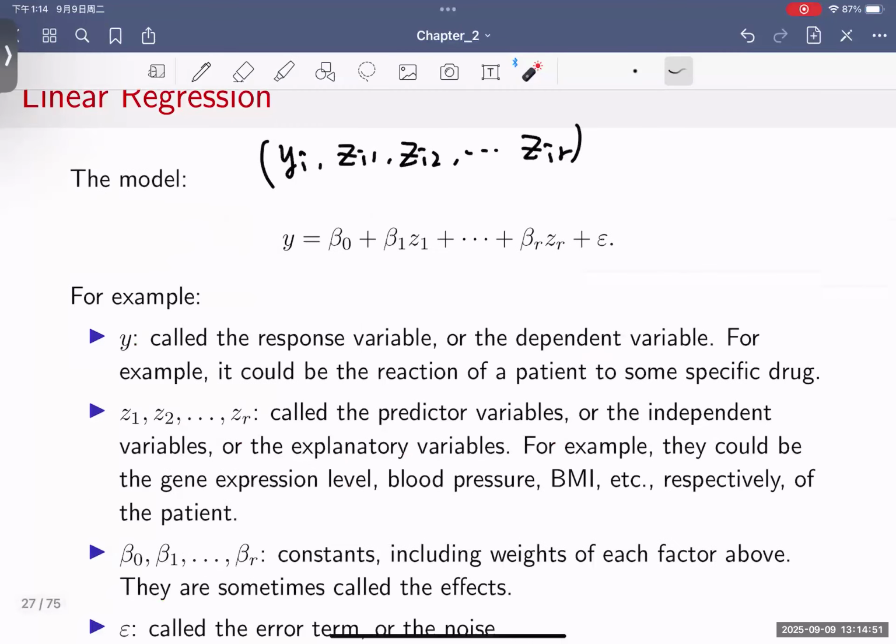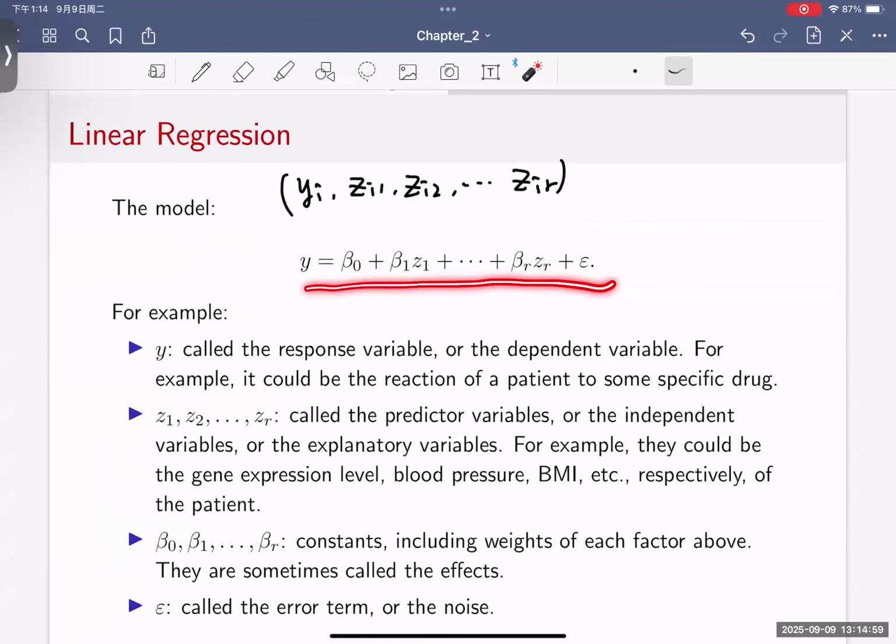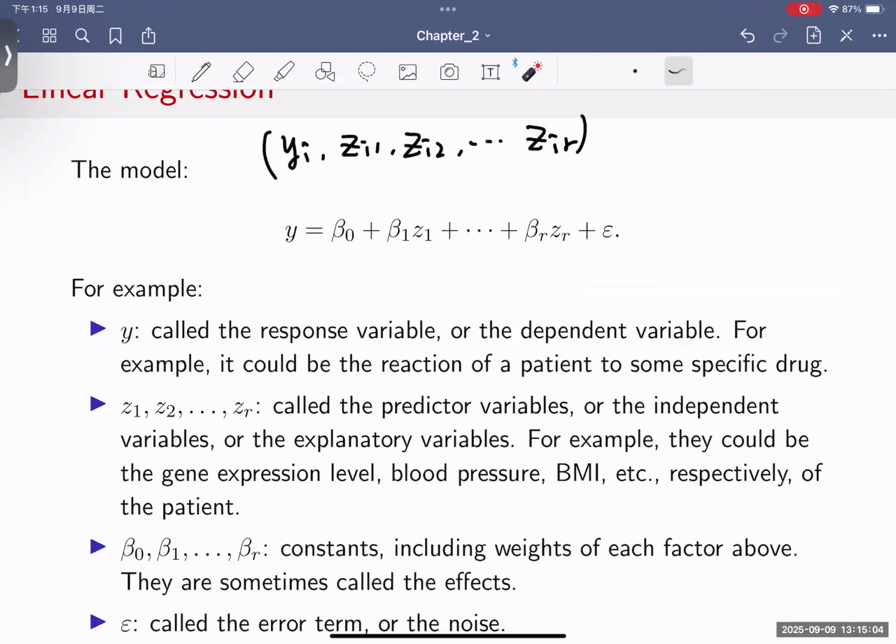So this is our assumption that this will lead to the corresponding observed data. Of course, our next step is to figure out the corresponding beta 0 to beta r. First of all, there are some underlying generating mechanisms, and we want to use our data to recalculate the values of them. And epsilon is the noise we have mentioned earlier.